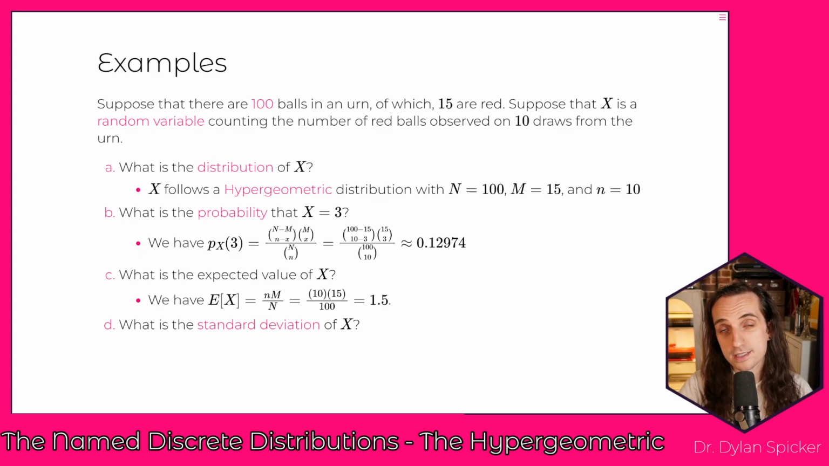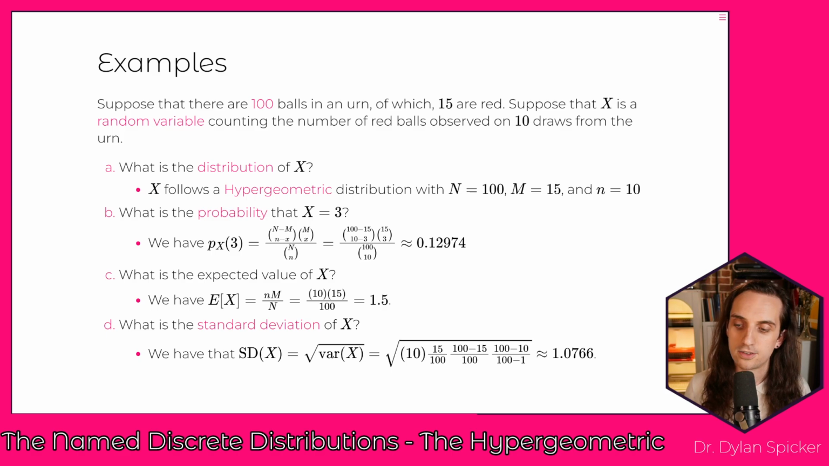And the standard deviation is the square root of our variance, which is given by that longer expression. So that's little n, 10, times 15 out of 100, times 100 minus 15 out of 100, times 100 minus 10 over 100 minus 1. We take the square root of that whole thing and we get 1.0766. So the standard deviation is just over 1. Because this is a hypergeometric distribution, once we've identified that, we know the probability mass function, the expected value, and the variance, and this can all be calculated using that.